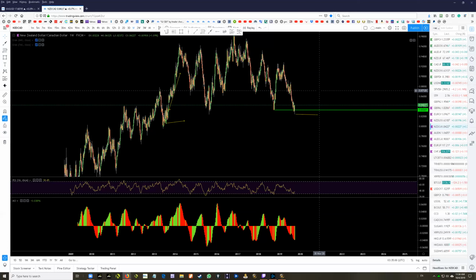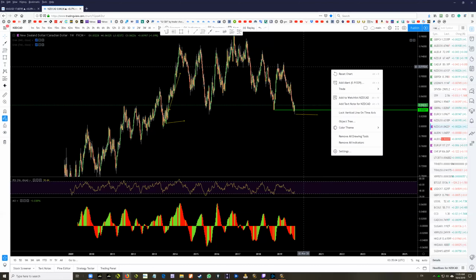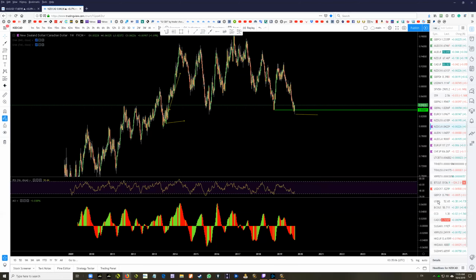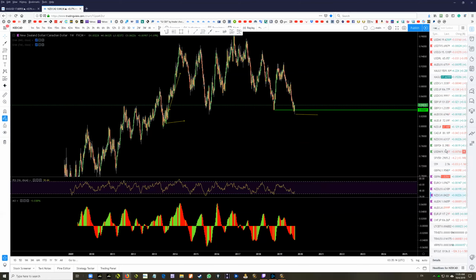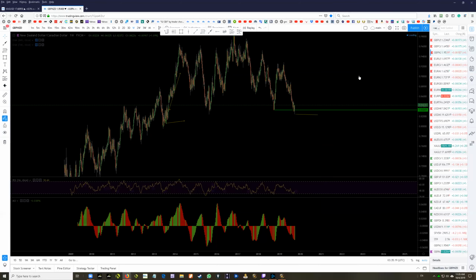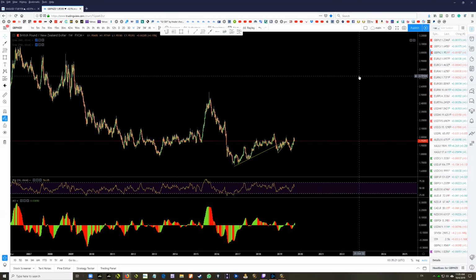For fun, just out of curiosity, I'm going to look at the pound Kiwi. I've not traded this for a while, but if we like Kiwi to the upside, that means we like pound Kiwi to the downside. Pound is kind of ranging at the moment.